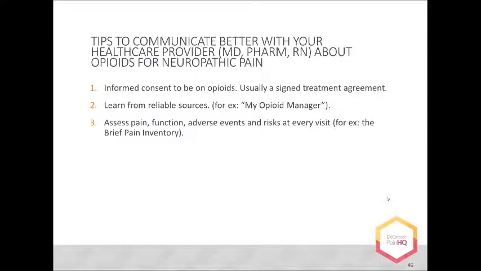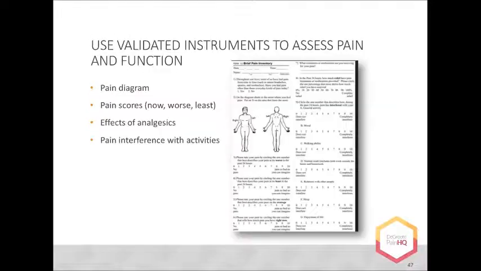The other tip that I want you to remember is it's very important that even for people who have been on opioids for a long time, their pain, their function, adverse effects, and the risks are evaluated at every visit. All of my patients complete these questionnaires at every visit because things may change over time. I ask my patients to complete a brief pain inventory that talks about pain interference with activities, and the body pain diagram. Especially what I'm looking for is to see if the pain is spreading in the body, which may make us think if they're developing central sensitization and opioid-induced hyperalgesia, and also to monitor the function and goals.